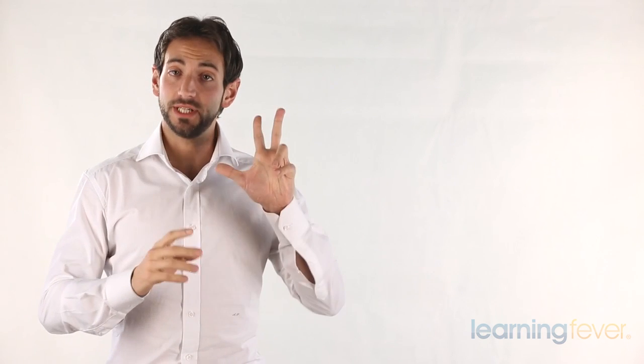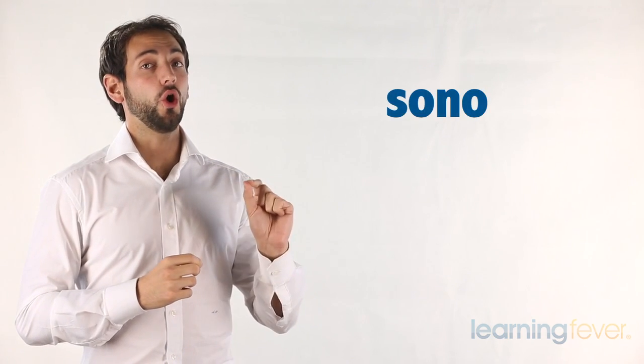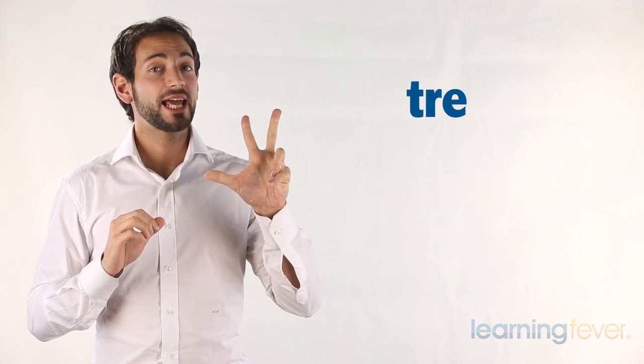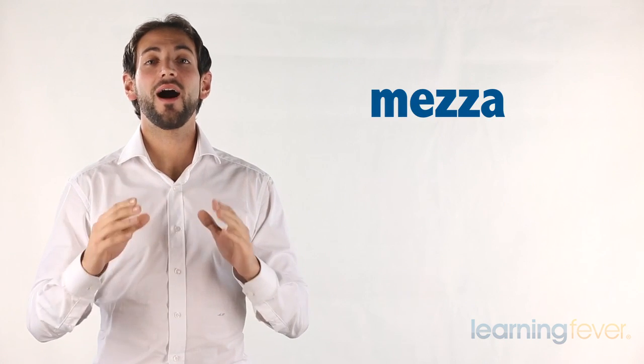When minutes are 30, you can say sono le tre e mezza, which means it's 3:30. Literally, it sounds like they are 3 and a half. In fact, sono means they are. Le means the, used with feminine plural names. Tre means 3. E means and. Mezza means half.